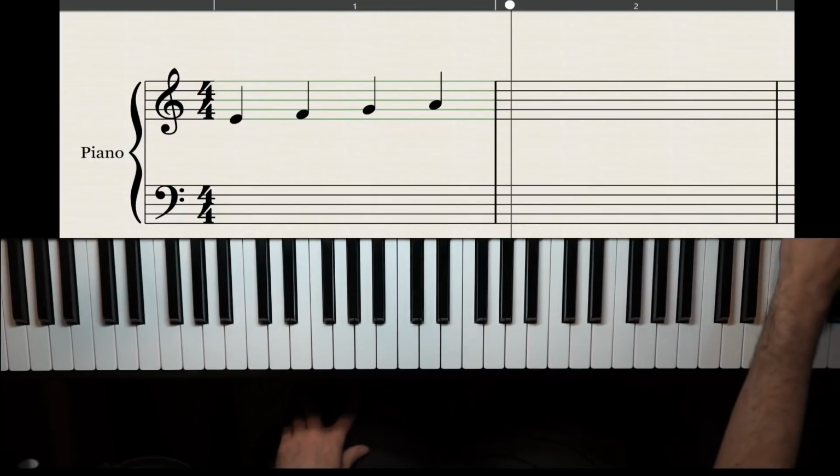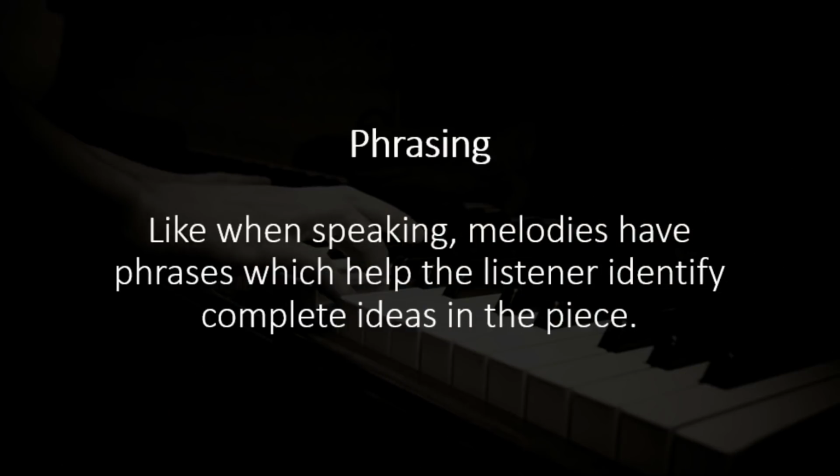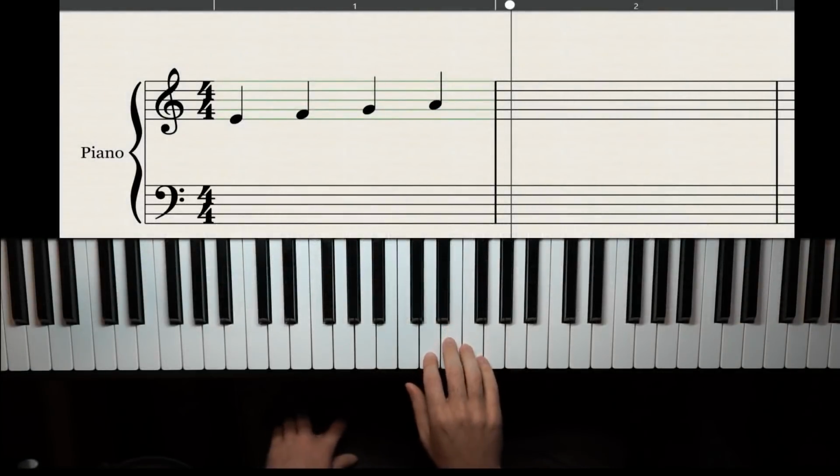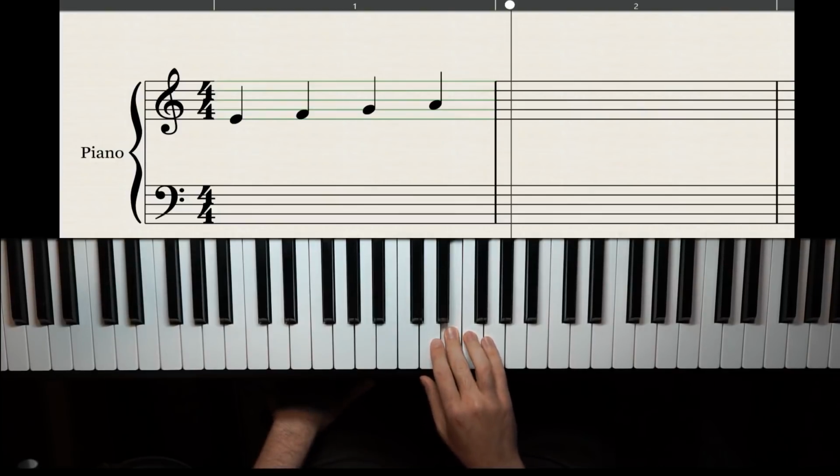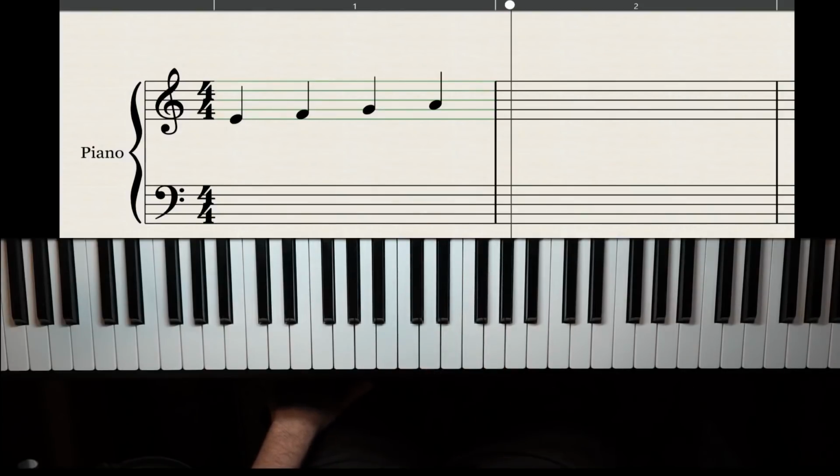All right, let's talk a little bit more about this. Okay, so melodies have phrasing. Like when speaking, melodies have phrases which help the listener identify complete ideas in the piece. So bringing back the example of Jingle Bells, there's a first part of the phrase or first part of the melody that kind of sets it up. And then this is like the answer to that. And then what they commonly do is you'll hear that first part repeated again.